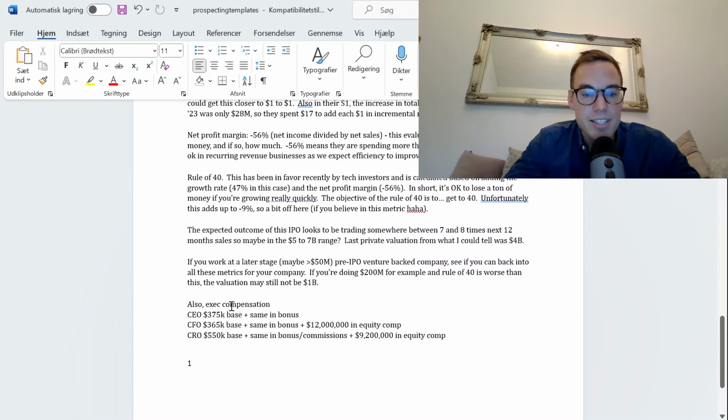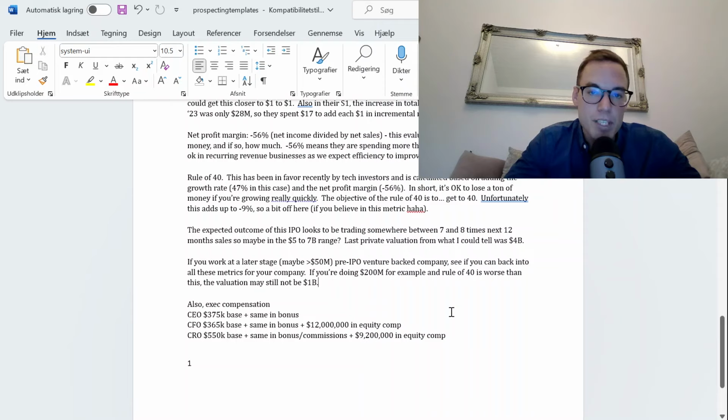Let's take a look at the executives here. The CEO, a nice juicy salary of 375,000 in base, the same in bonus. The chief financial officer, 365,000 base, same in bonus, and then 12 million in equity compensation. Sweet. Chief revenue officer, $550,000 in base, and the same in bonus slash commission here. And then 9,200,000 in equity compensation. Imagine having a liquidity event on these at the valuation from the past. Well, it's going to be a nice retirement for these boys. They probably have a clause that they need to stay on for 3 years or something like that before they can leave, but this is definitely retirement money.